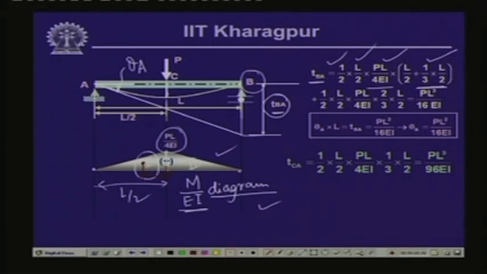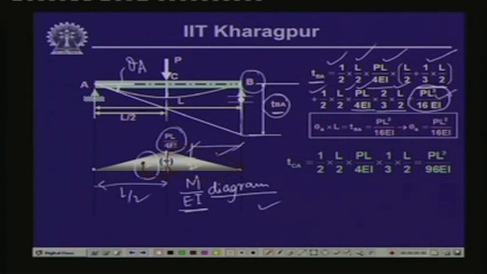Then if we take the moment of this triangular part, it is half times L by 2 times again the ordinate PL by 4 EI. Now, the CG distance from this end is 2/3 of L by 2, and this is what is written over here. If we compute this, it becomes PL cube by 16 EI. So, the deviation of this point B on the elastic curve with respect to the tangent drawn at point A, this distance TBA, equals PL cube by 16 EI.